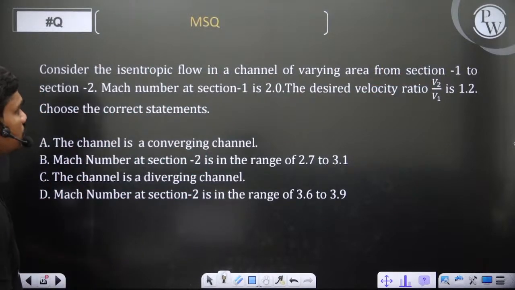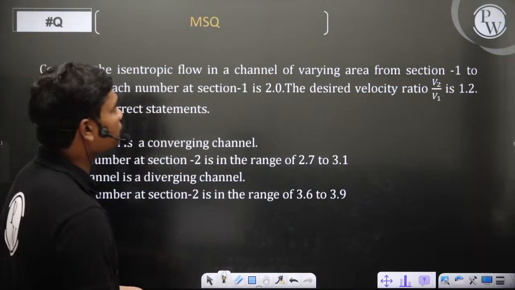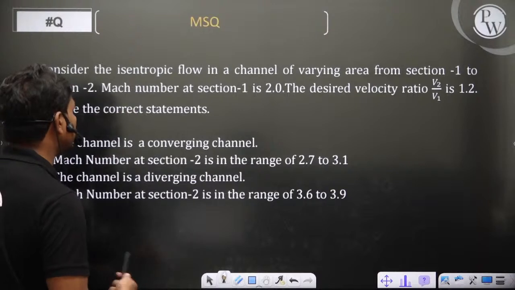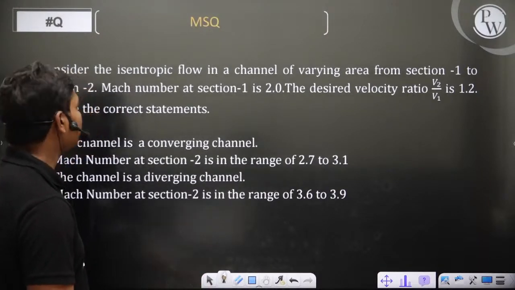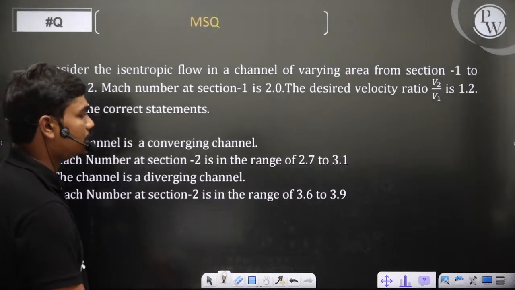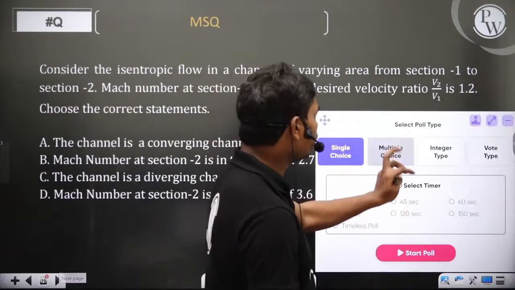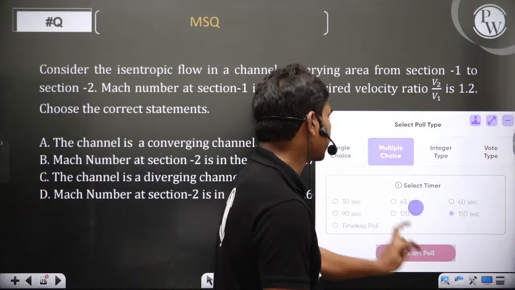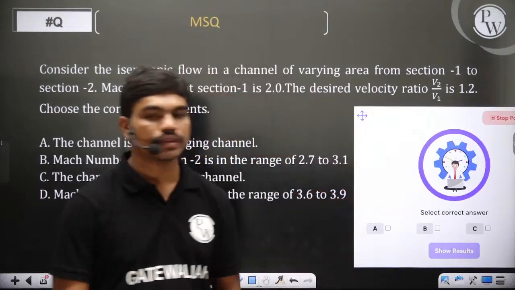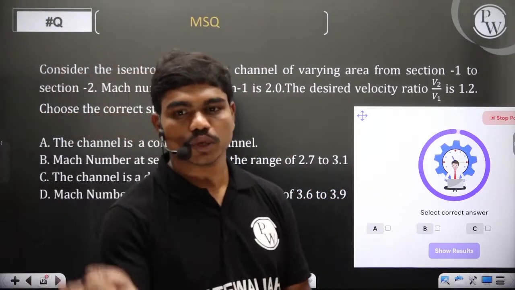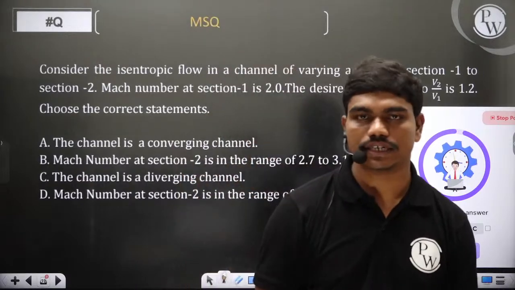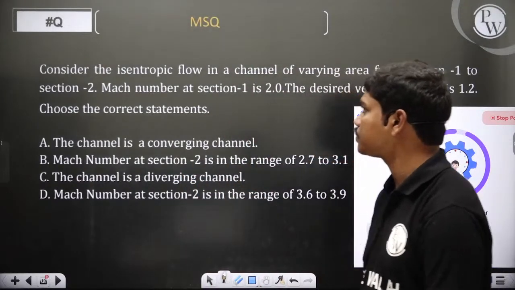Come on, solve this question. Consider the isentropic flow in a channel of varying area from section 1 to section 2. Mach number at section 1 is 2. The desired velocity ratio V2 by V1 is 1.2. Consider the correct statements. I'll connect a poll, multiple choice, and I'll give you 150 seconds. You can use any of these two equations. Basically it's the play with pressure and temperature. That's it. Come on, solve this question.